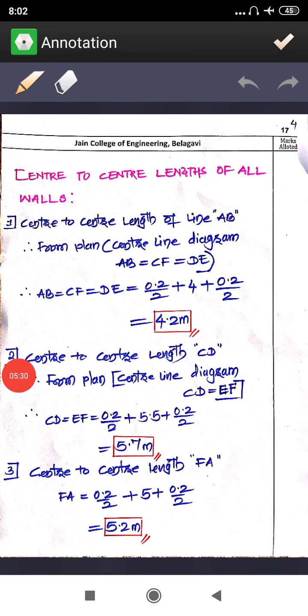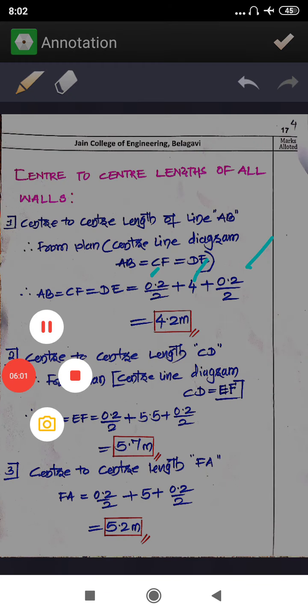Now center to center length of all walls. First I'll be getting the center to center length of AB. If you see the plan, as I said previously, AB is equal to CF, which equals DE. All three walls are of the same length. AB is 4 meter plus half of the wall thickness from one side and half of the wall thickness from the other side, so it is going to be 4.2 meters.